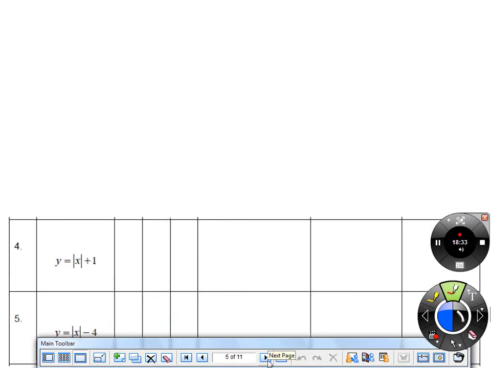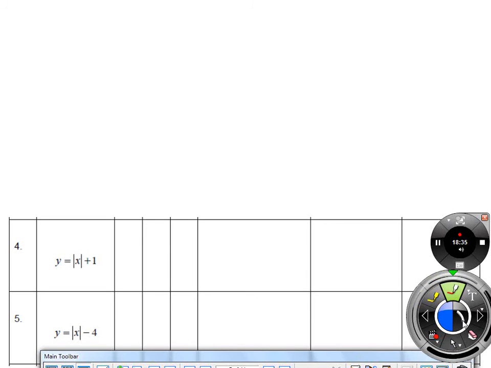All right, let's look at number 4 and number 5. What, the A, the H, or the K, what is changing from the parent function in graphs number 4 and 5?